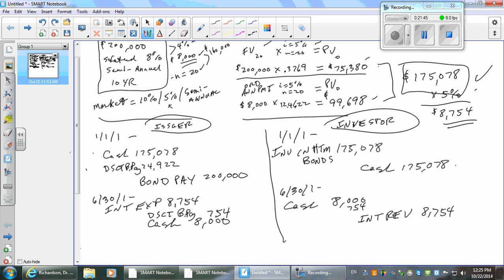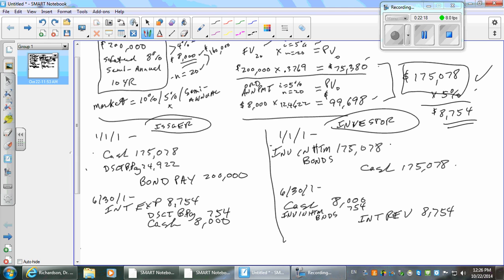On this side, for the investor, the investment is in there at 175,078. Does everybody see that? But by the end, how much do I want that amount to be? What's going to be paid off at the end? 200. So I want to keep raising it until it gets to 200 over the 20 payment periods. That's all it is. So I'm going to debit the investment in held to maturity bonds.